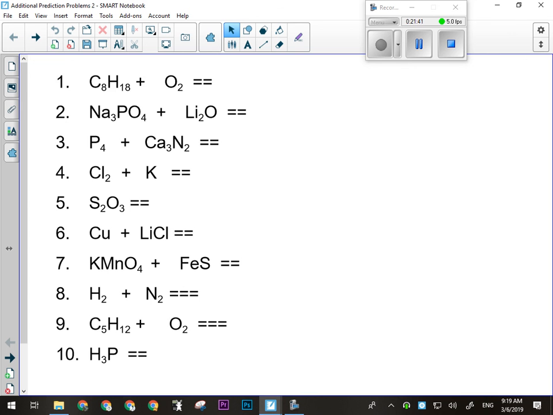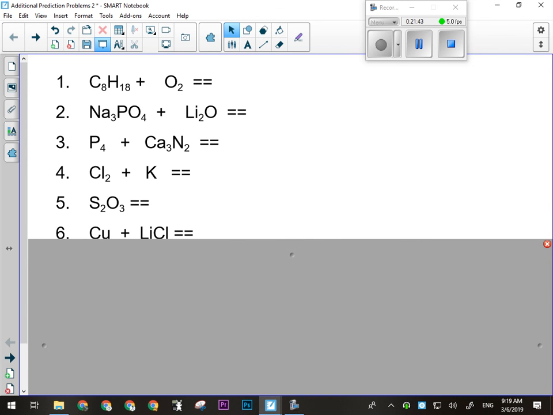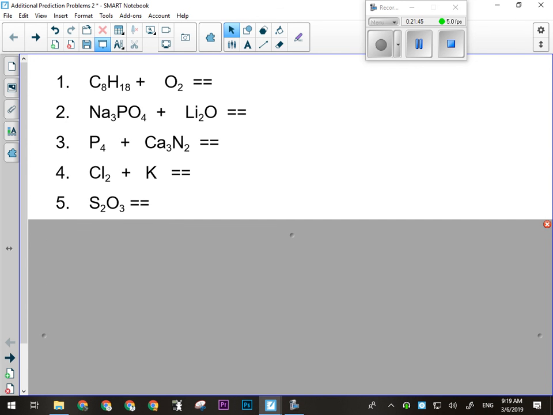Let's have you try just the first 5 on here for right now. So with number 1, I have C8H18, which is octane, reacting with oxygen. If I was writing this out, what word would I use instead of reacts? Burns. Yeah, I would say that octane burns in the presence of oxygen.